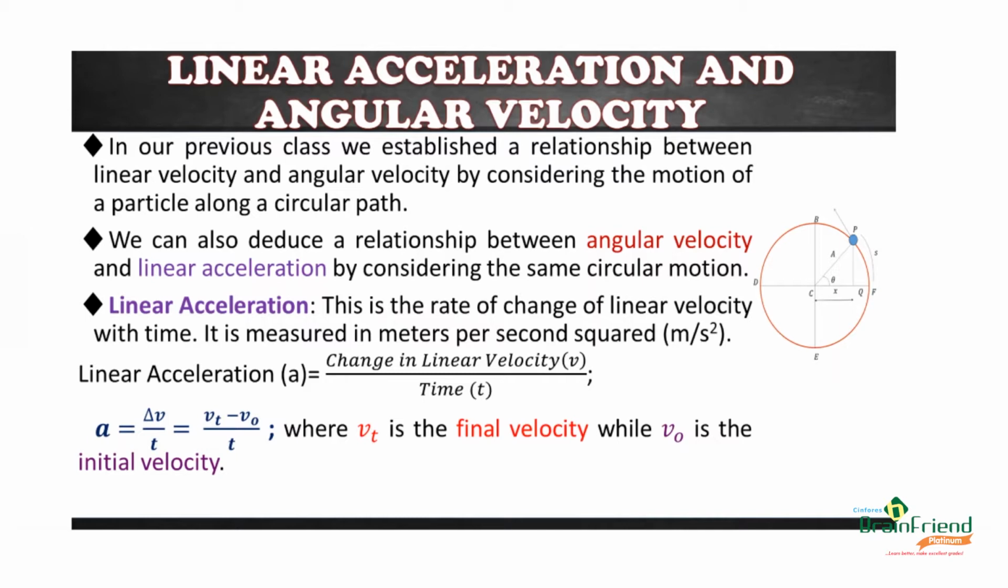We can also show the relationship between linear acceleration and angular velocity by considering the same circular motion. Recall that from part 1 of this topic, we defined linear acceleration as the rate at which linear velocity changes with time. We also noted that it is measured in meters per second squared. Mathematically, linear acceleration a is equal to change in linear velocity over time. This can also be written as a equal to Vt minus Vo over t, where Vt indicates the final velocity and Vo indicates the initial velocity.